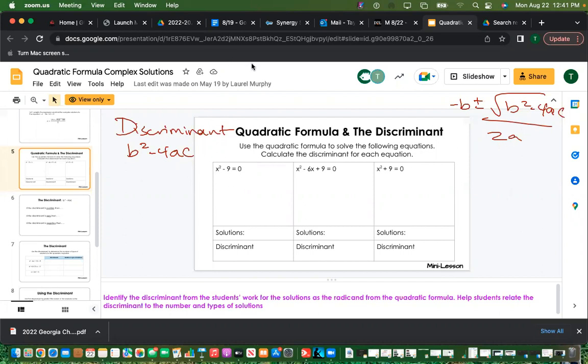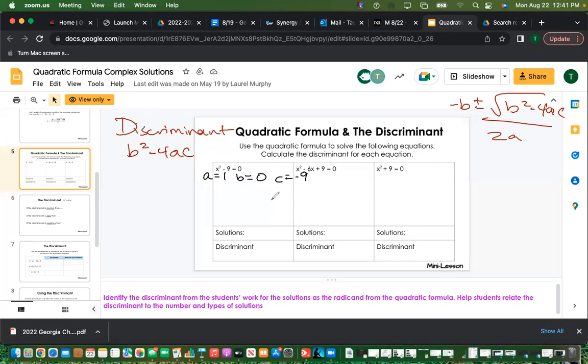So the first thing that you need to do is identify your A, B, and C. In this equation, we've got A is equal to 1, B is equal to 0 because there's no B term, and then C is going to be equal to negative 9. I suggest when you write this out, you write kind of tiny on your notes. Otherwise, you're not going to have enough space.